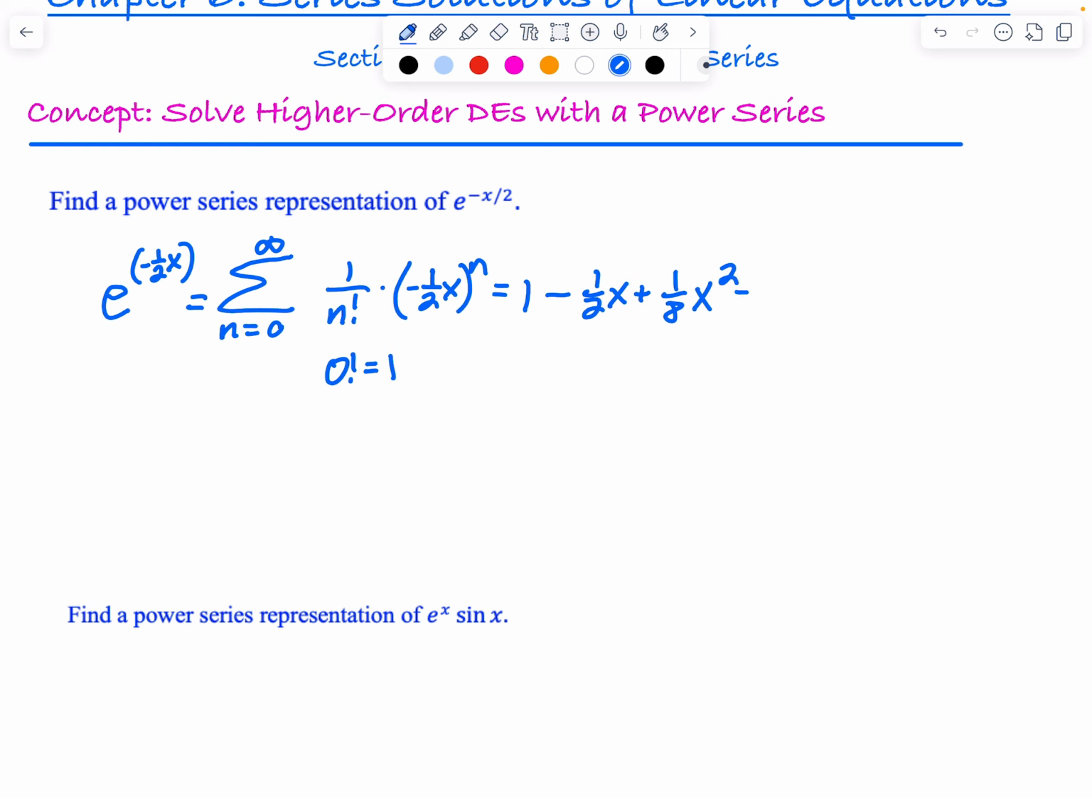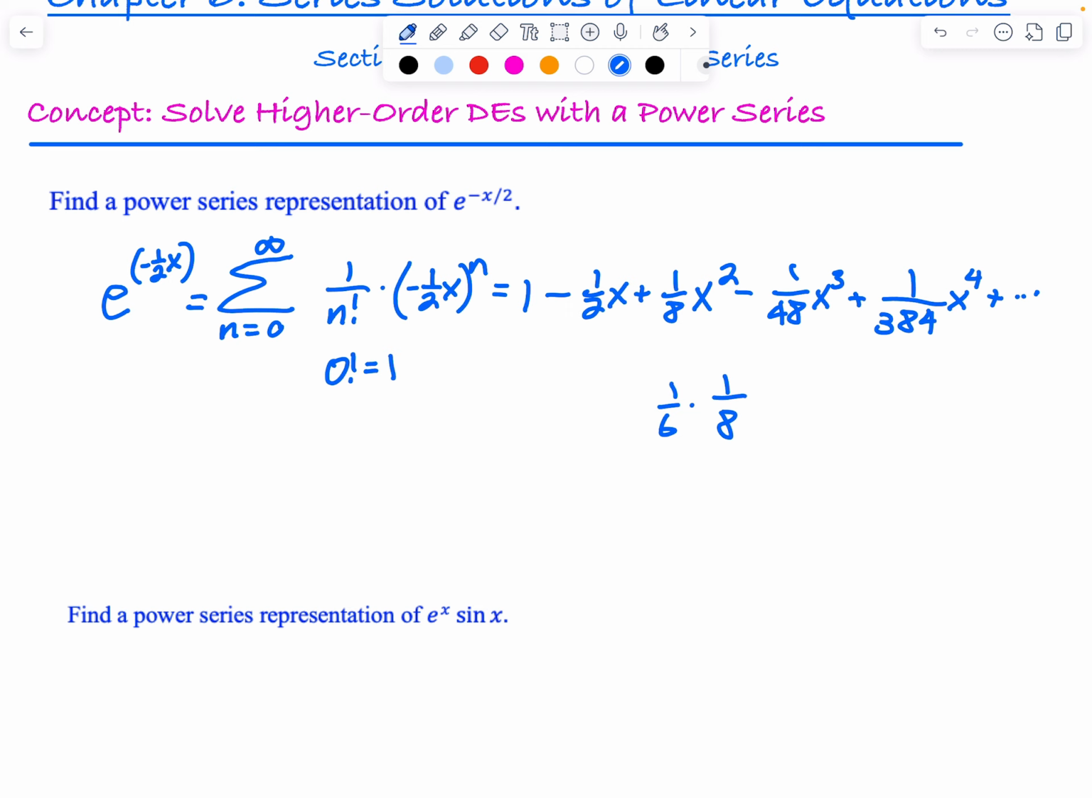And then the next part, we're at 3 now. 1 over 3 factorial. 3 factorial is 3 times 2 times 1, which is 6. So I got a 1/6, I'm going to keep that in my head. And then negative 1/2 to the third is 1/8, and since it's the third power, it's minus. It's going to be 1 over 48 x to the third. And if we were to keep going, I'm going to grab this number for you, you could check it. We get 1 over 384 x to the fourth, plus dot, dot, dot.